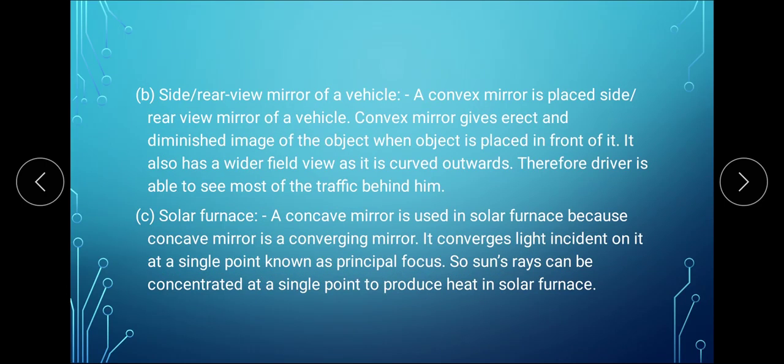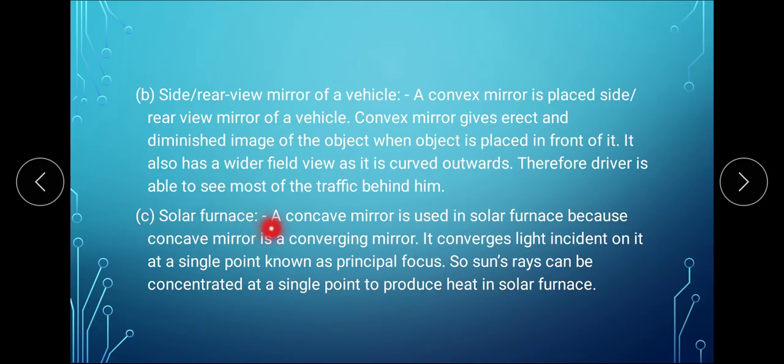In side and rear view mirrors, we use a convex mirror. Convex mirror is used because it always forms an erect and diminished image of the traffic behind the vehicle. Moreover, it is curved outwards. Therefore, it has a wider field of view, which facilitates safe driving. Hence, it is used as a rear view or side mirror in vehicles.